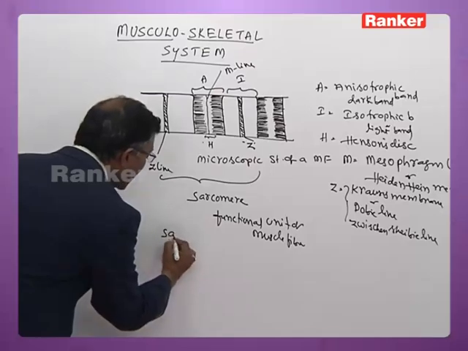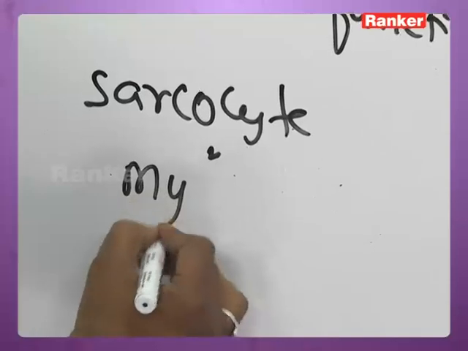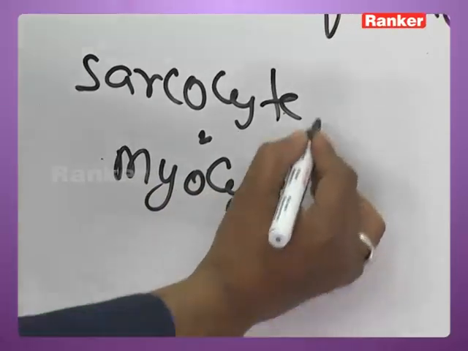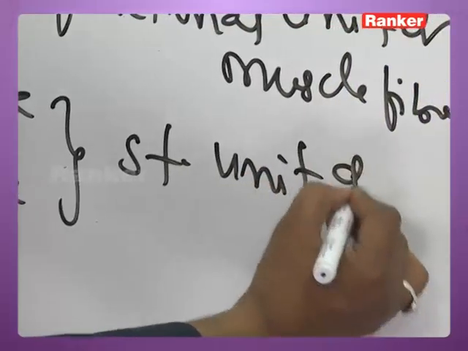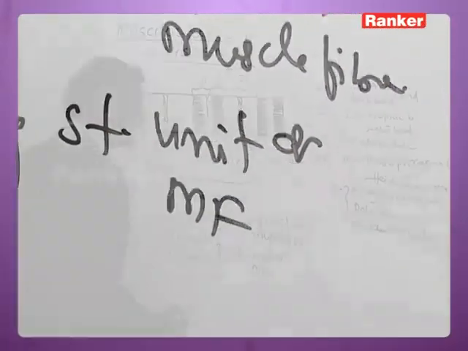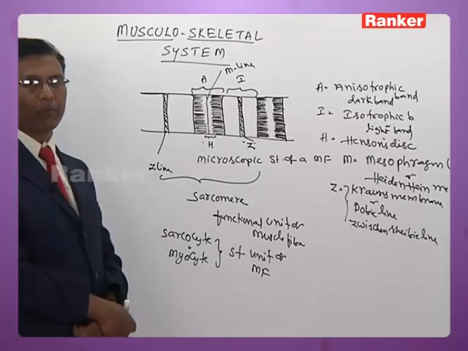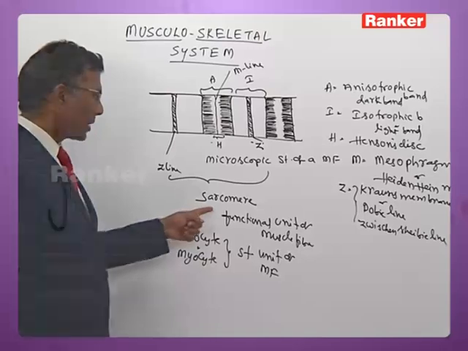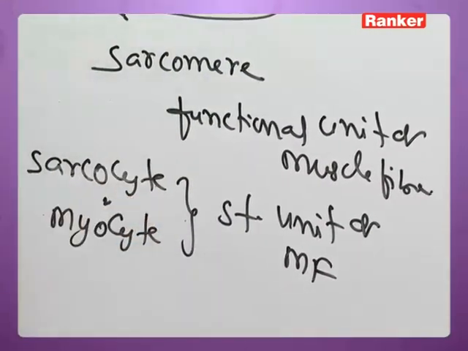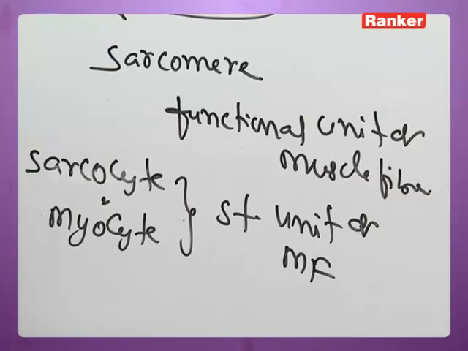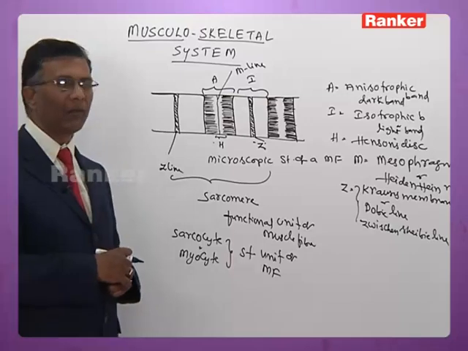Sarcocyte or myocyte is the structural unit of muscle fiber. So you must remember these 2 points from the exam point of view: EAMCET, COMEDK, AFMC, JIPMER and all. Remember, sarcomere is the functional unit of muscle fiber. Sarcocyte or myocyte is the structural unit of muscle fiber.